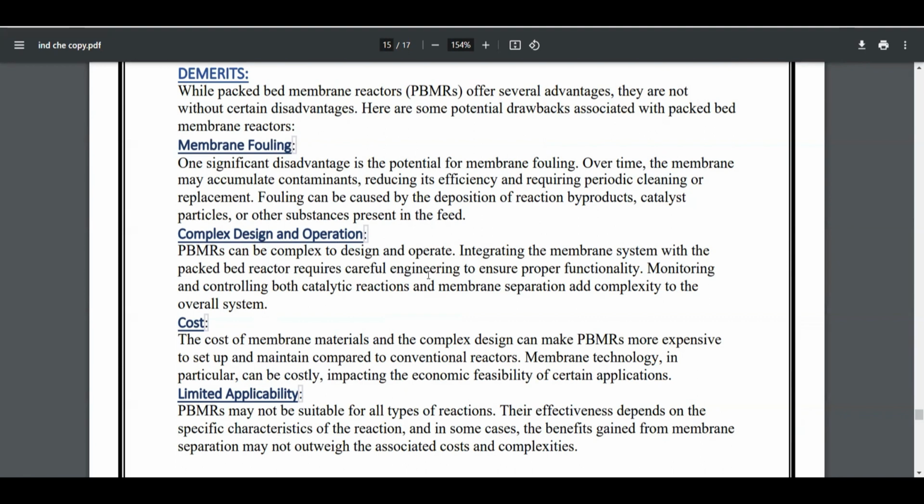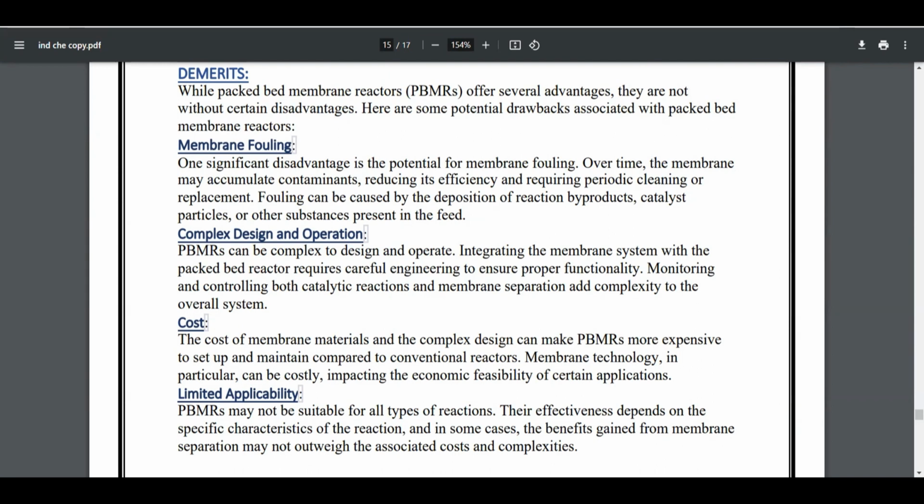Fouling can also be caused by the deposition of the reaction product, catalyst particles, or other substances that are present in the feed. A packed bed membrane reactor can be complex to design and operate. Integrating the membrane system with the packed bed reactor requires careful engineering to ensure proper functionality. And further, monitoring and controlling both the catalytic reaction and membrane separation will add complexity to the overall system. The major disadvantage is the cost.